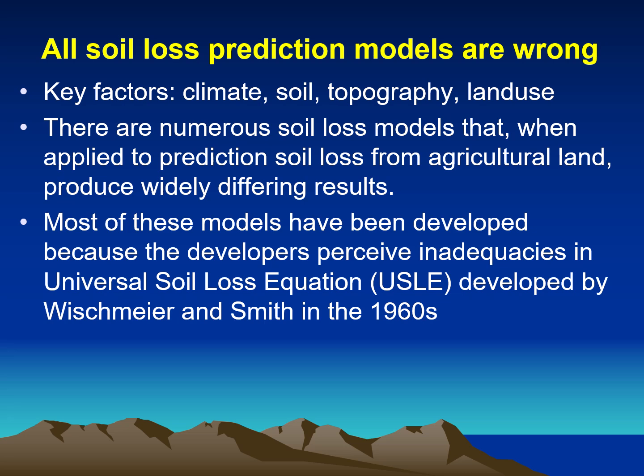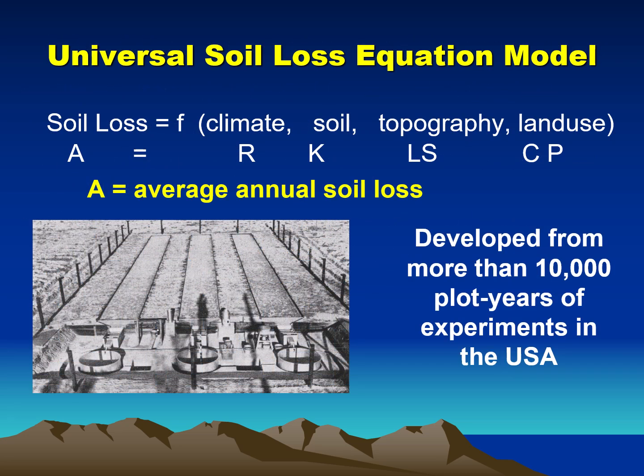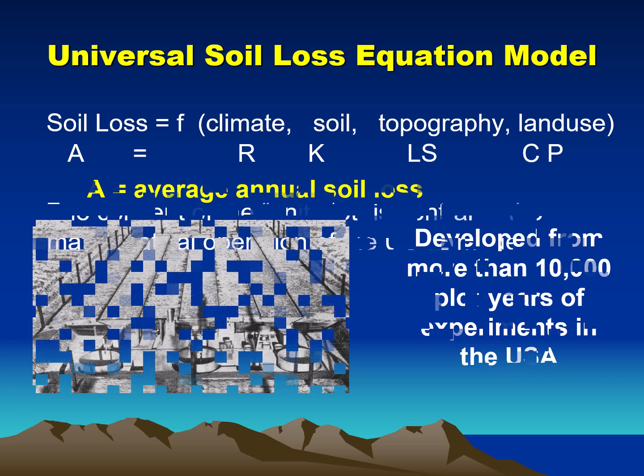Most of the models have been developed because the developers perceive inadequacies in the Universal Soil Loss Equation. As many people know, the Universal Soil Loss Equation was developed in the United States using more than 10,000 plot years, and it predicts the average annual soil loss in terms of 6 factors.